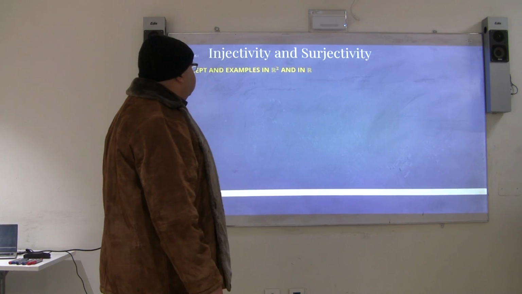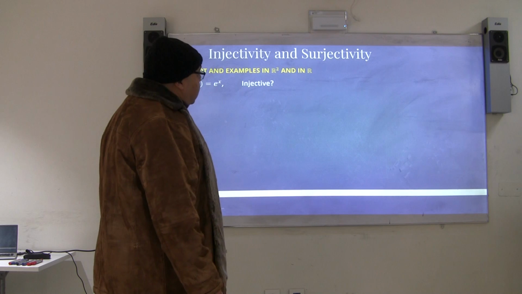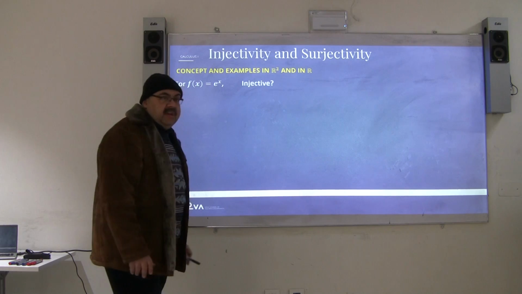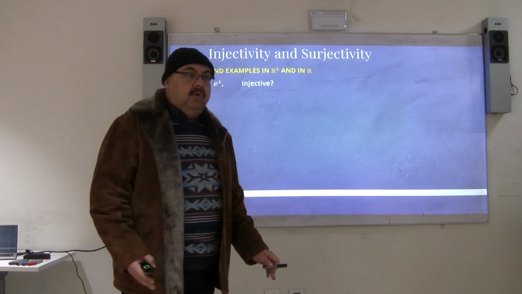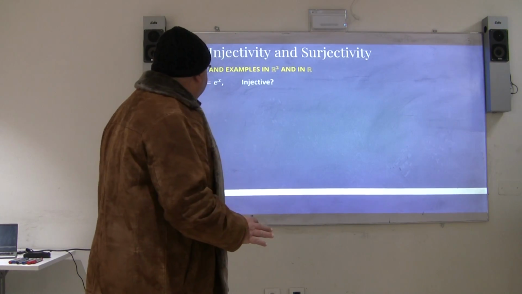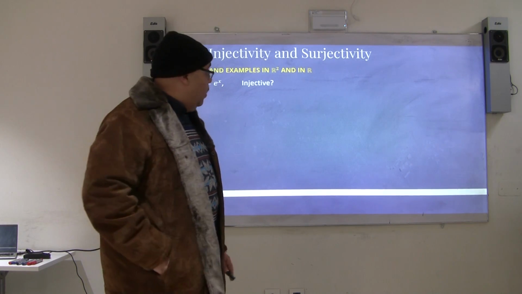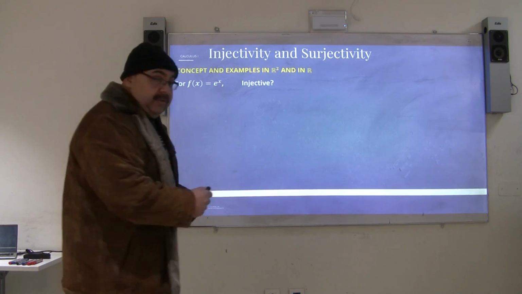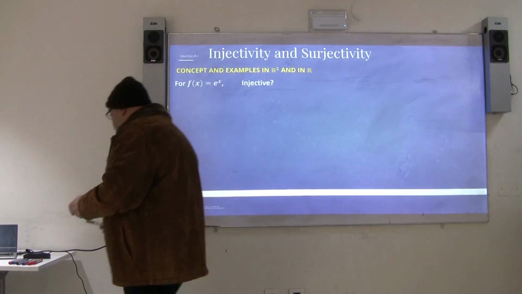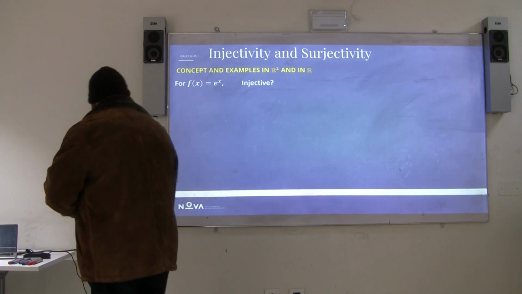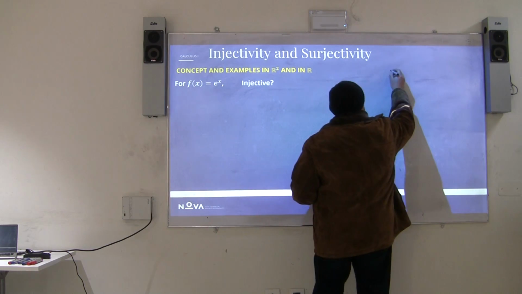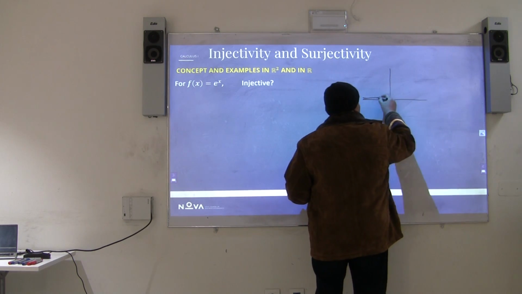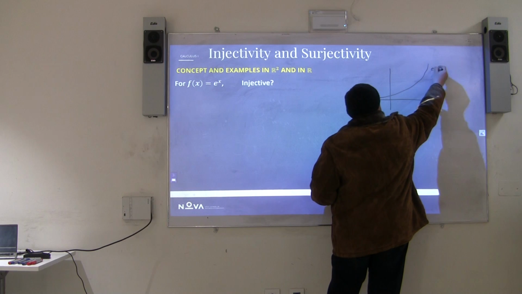Okay, concept and examples in R2 and in R. Here I've thought to give you more than one example explaining the cases on functions. So for a single variable function, like f of x is equal to e to the power of x, is this function injective? It's very simple. I can graph it. For y equal to e to the power of x, this is the standard graph, which is like this.